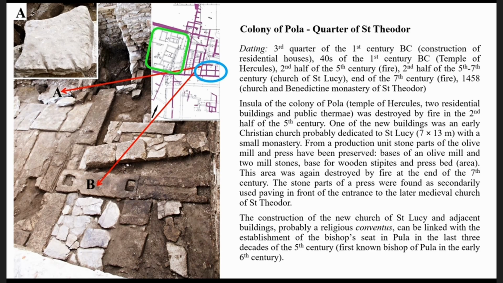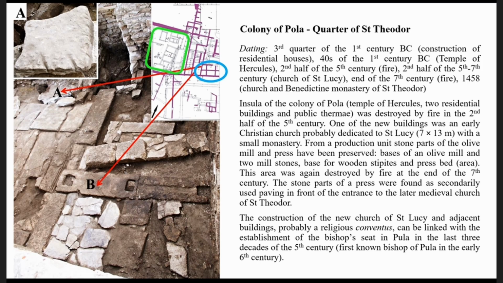And next to the church, a monastery was also built. These are all those walls in the purple color. It was quite a large complex. And also inside of this monastery, a pressing device was built. We can see some secondarily used parts of the pressing device here in those pictures.